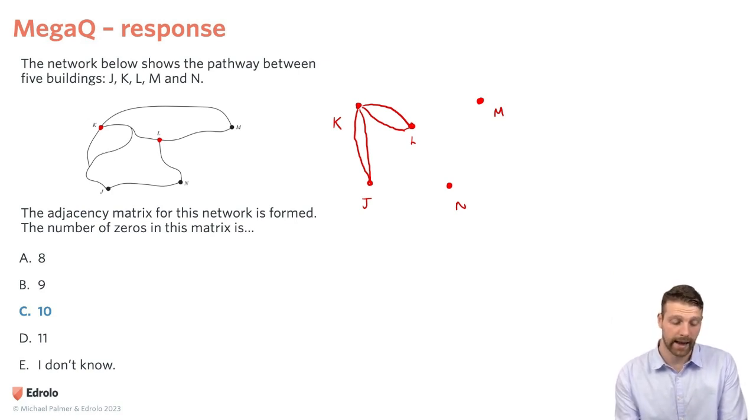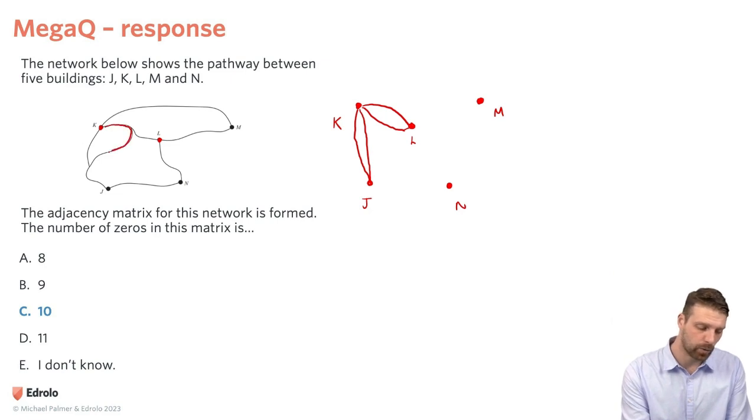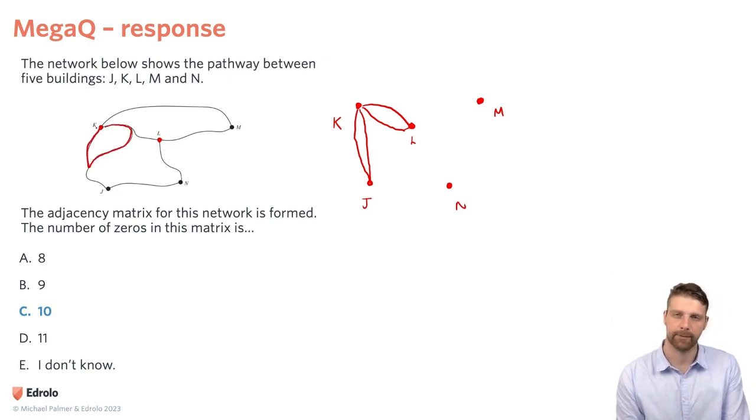And it looks like there's a loop at K. So I can go all the way along the road like this and come back to K. And so I'm going to add that loop in there. That's looking good so far.